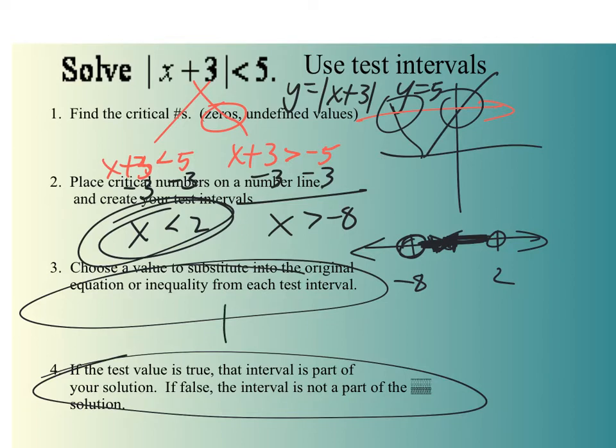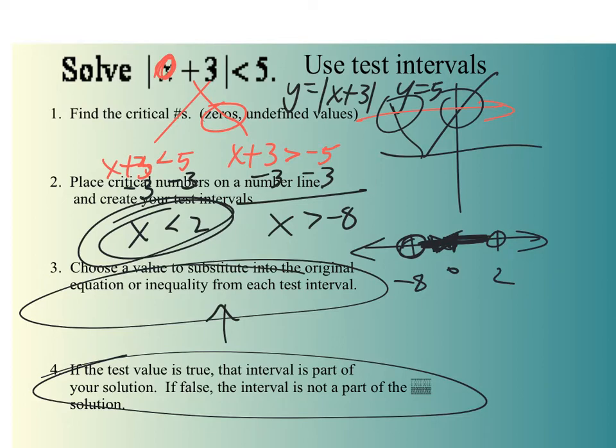This is the test intervals part. I think the answer is between these two. Why don't I test a number that's between those two? Tell me a really easy number to test that's between negative 8 and 2. 0. Zero's in there. Now watch, I just stick the 0 in, up here at the very top of the page. Did I make a true statement? Is the absolute value of 3 less than 5? Yeah, it worked. So now I know I did it right.